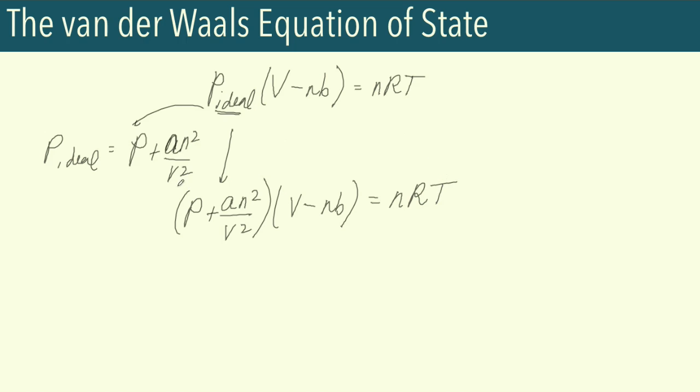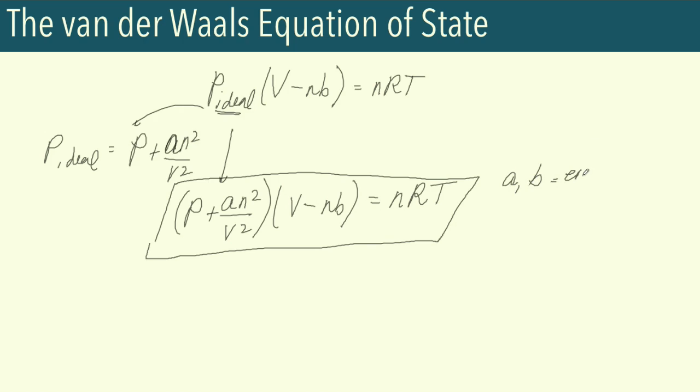All right, so this expression here is our van der Waals equation of state. Again, we have these additional terms A and B, which are unique for each type of gas. A and B are also empirically derived.